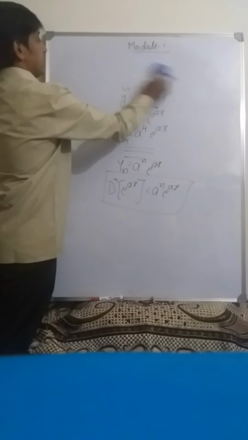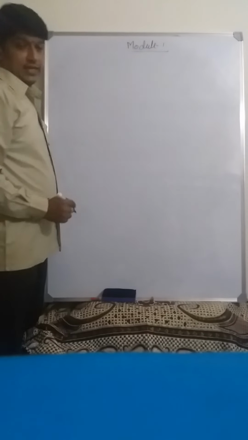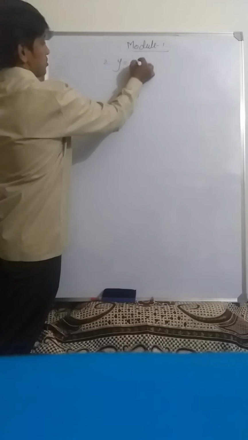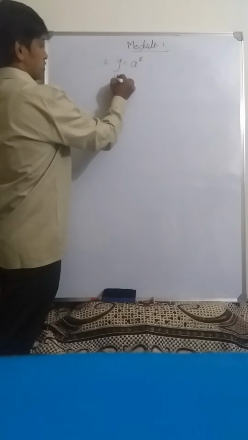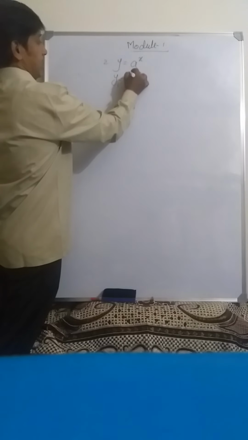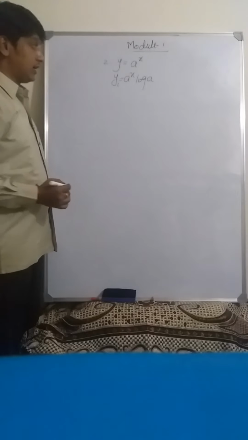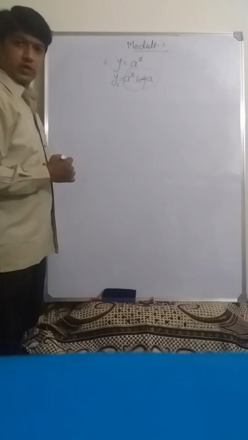Now we are going to take the nth differentiation of a constant to the power x. So I'm going to take the second one: y is equal to a constant to the power x. What is the differentiation of this? It is a power x log a. How are you going to get this one? Maybe a bit confusing.